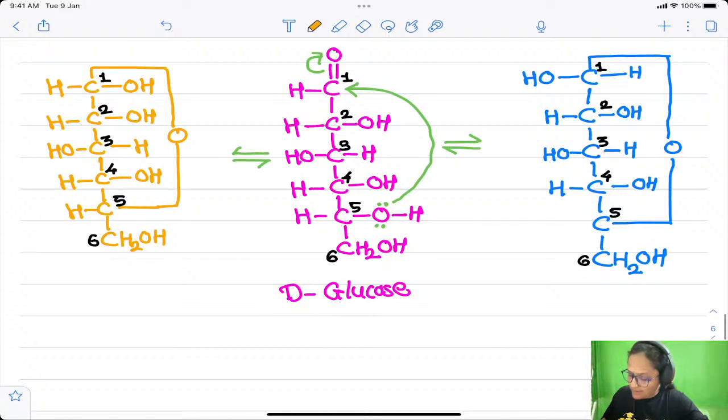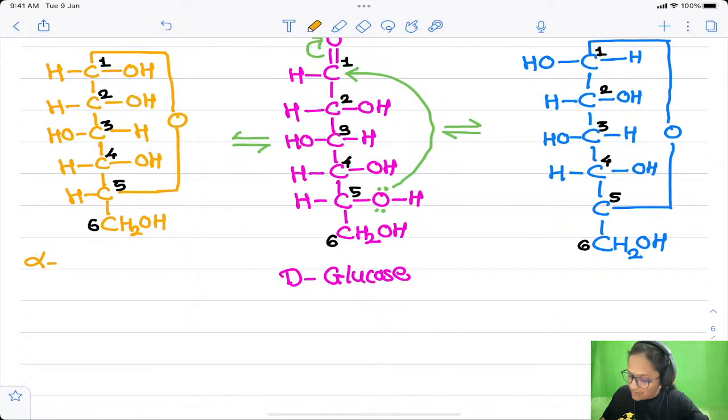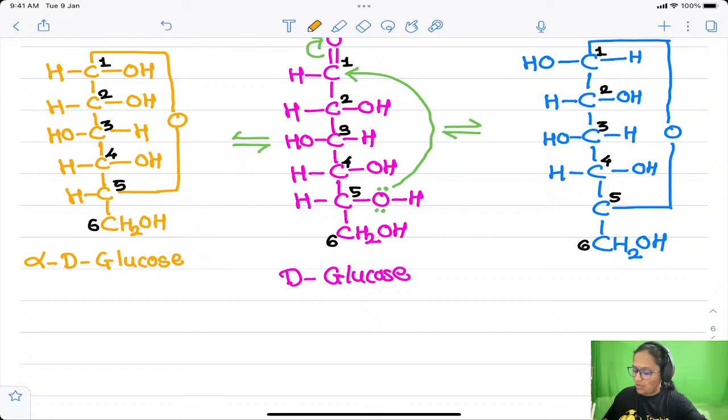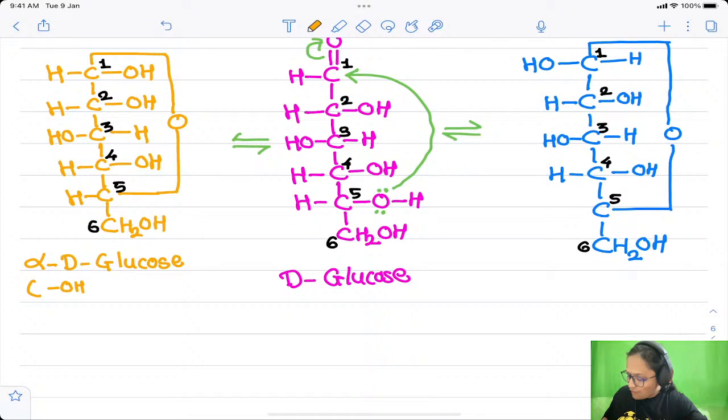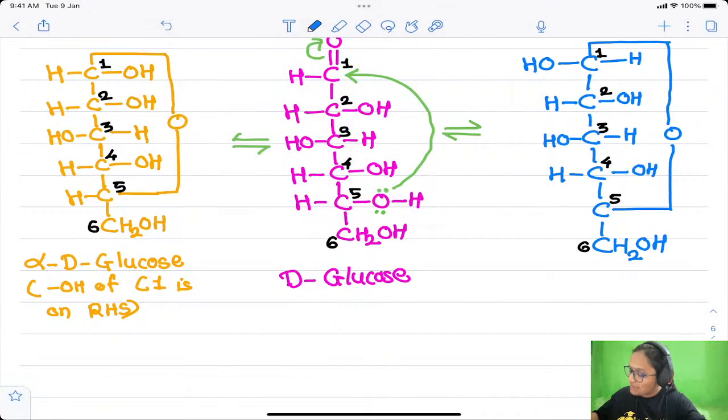This is called alpha glucose, alpha D glucose. Whenever I write alpha, alpha stands for cyclic. Here no alpha or beta is there, that means it is open. Now what does alpha stand for? The OH of carbon number 1, C1, is on the right hand side. And in the case of the blue structure, it is on the left hand side. It is called the beta form, beta D glucose.